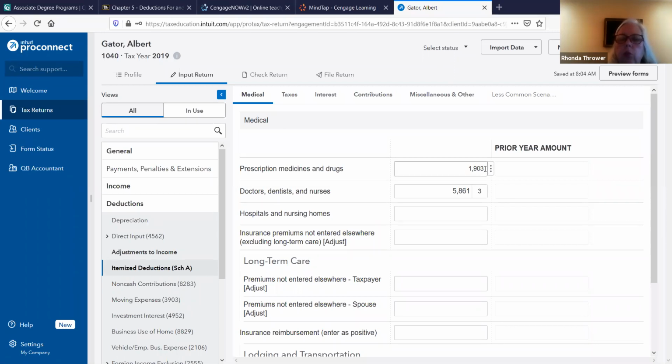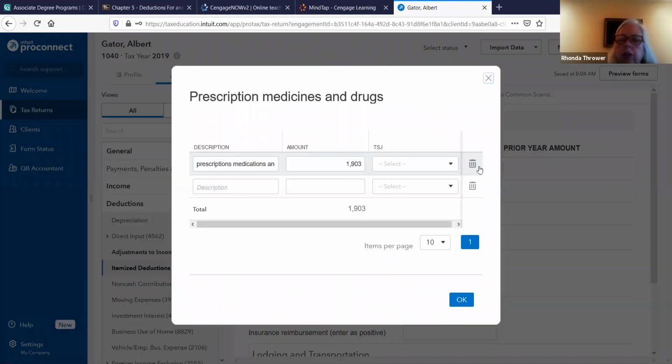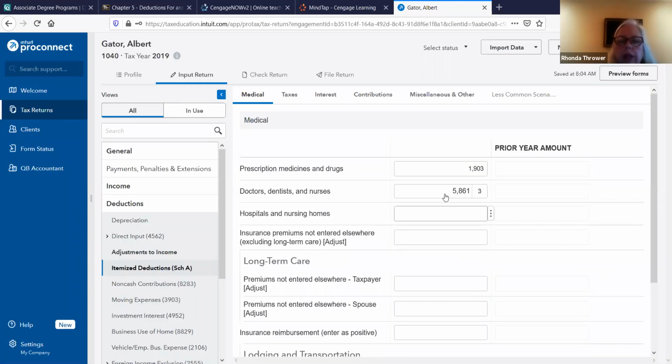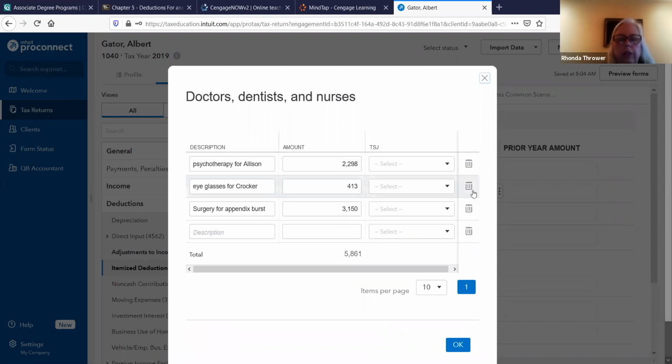Remember, you need to expand the box by clicking over toward the right-hand side. You'll get a plus sign where it says expand details, and when you click on that, you can see where the details are. Record the amount for this prescription, click OK. Then we'll move to the next category, which is any money that you might have spent for your doctor's, dentist, or nursing care. You'll notice my little box here has 3 because that's what I recorded. I'm going to click on that box so I can show you each one individually.